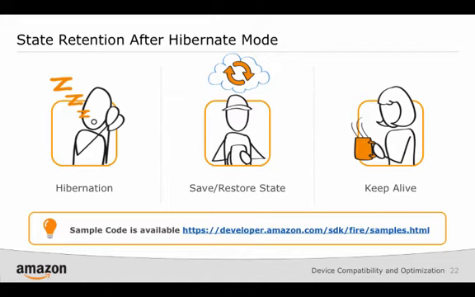As best practice, please release the locks when your app no longer needs them, and use a finally block to execute the lock release. Full sample code for implementing this feature can be found at developer.amazon.com/sdk/fire/samples.html.